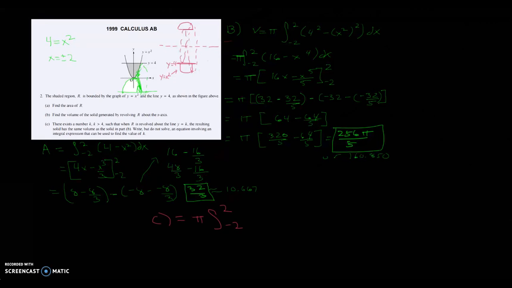Our outer is from k to the bottom of the function, which is x squared. So it's outer squared, so it's k minus x squared, squared, minus the inner, which is k minus 4, squared, dx, which has to equal 256 pi over 5.